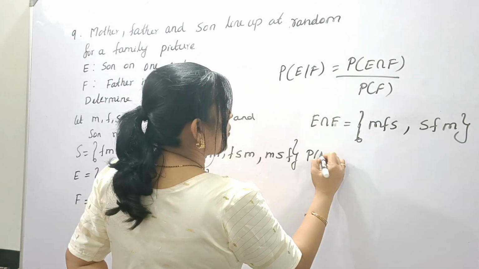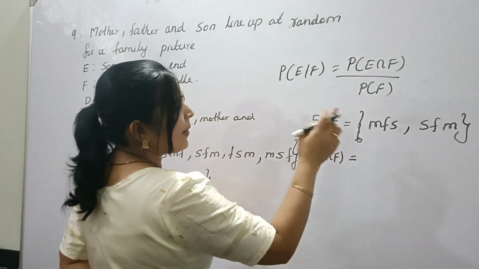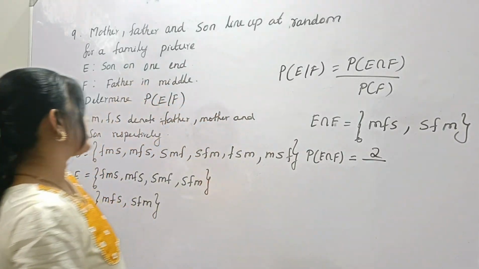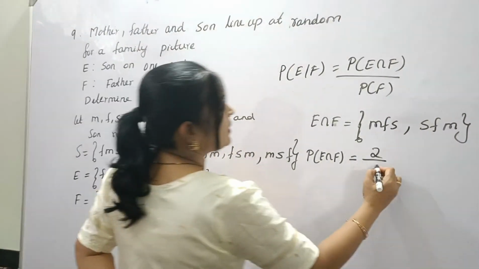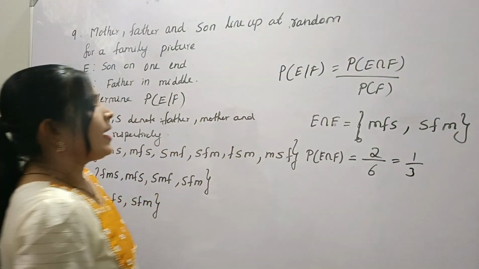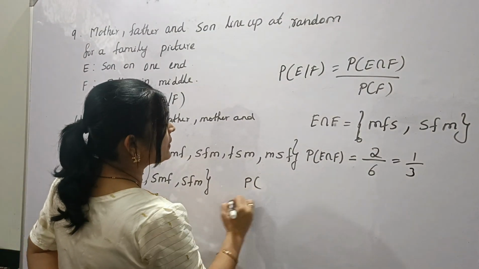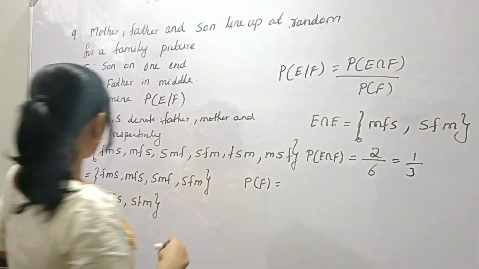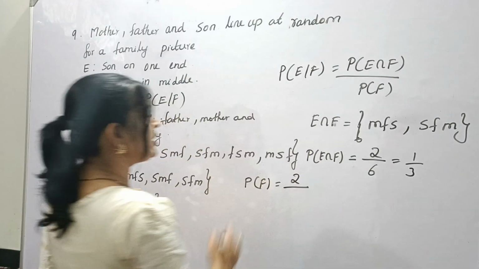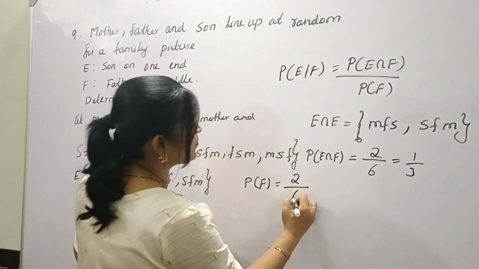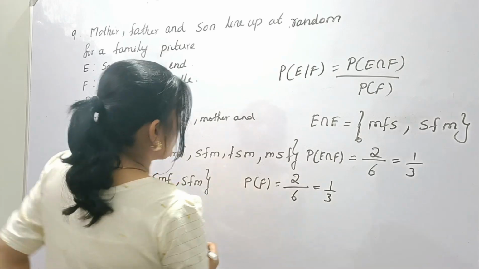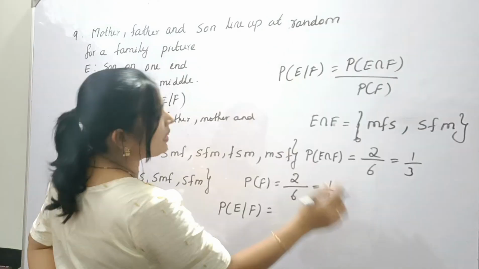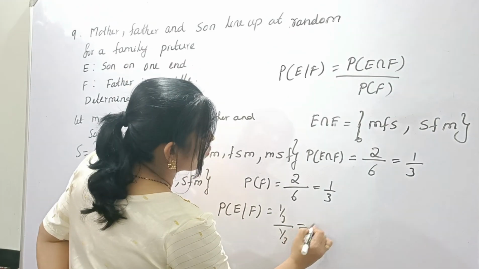Now, what is the probability of E intersection F? That is number of elements of E intersection F, that is 2, divided by number of elements of the sample space, that is 6, is equal to 1 by 3. Next is probability of F, that is equal to number of elements of F, 2, divided by number of elements of sample space, that is also 1 by 3. Now probability of E given F is equal to 1 by 3 divided by 1 by 3, that is equal to 1.